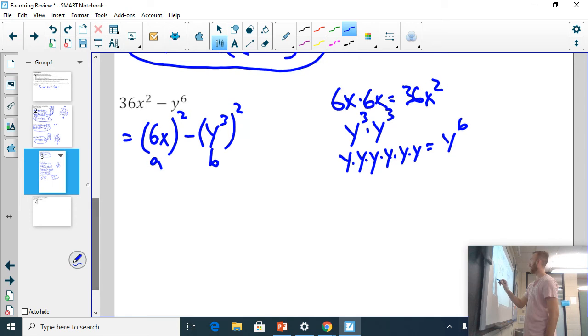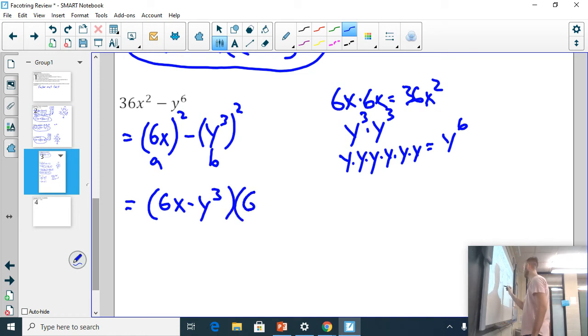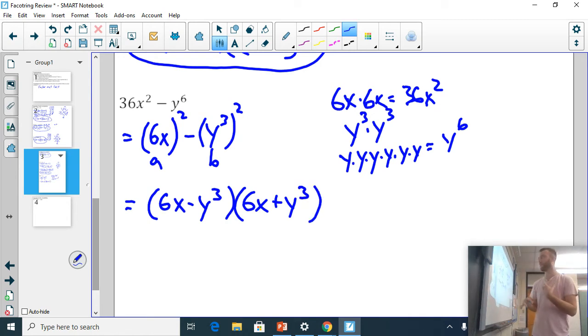So that would make this 6x minus y cubed, 6x plus y cubed. Those ones just take a little bit of extra thought in recognizing that it's something squared minus something else squared.